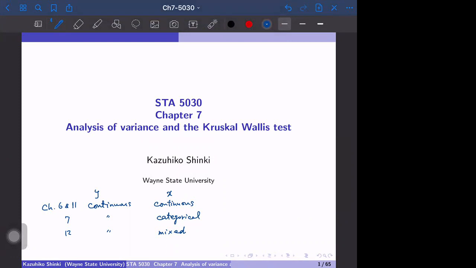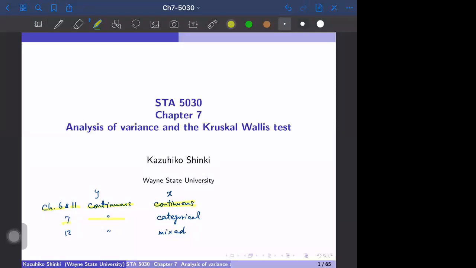Hi, chapter 7, the analysis of variance and the Kruskal-Wallis test. So in short, chapter 7 has categorical predictors rather than continuous predictors. In chapter 6, we have continuous y and continuous x. In chapter 11, we have the same, but with multiple predictors, two or more factors or variables to explain y. And in chapter 7, the y is still continuous, but the x is categorical.